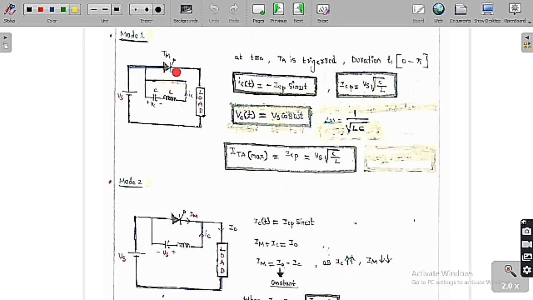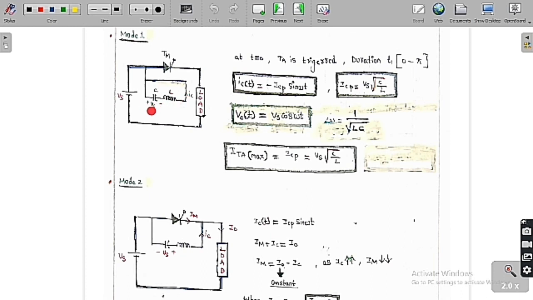See, mode 1. There are 3 modes. So now we are going to study the starting mode, mode 1. Mode 1 is simply at t equal to 0. At t equal to 0, the auxiliary thyristor TA is triggered. So if TA is triggered, what is going to happen? When TA is triggered, this is the circuit diagram we are going to get.